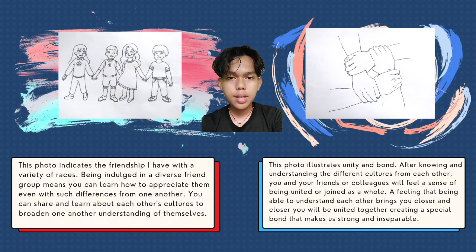The photo on the right side illustrates unity and bond. After knowing and understanding the different cultures from each other, you and your friends or colleagues will feel a sense of being united or joined as a whole. A feeling that being able to understand each other brings you closer and closer until you will be united together, creating a special bond that makes us strong and inseparable.